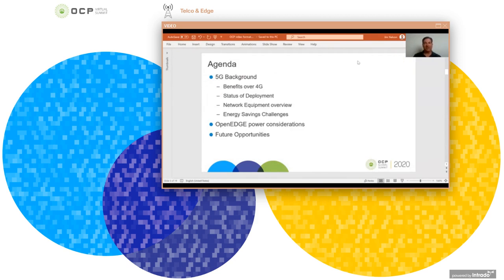The agenda for this presentation is to give a quick background on 5G, take a little bit closer look at the openEdge requirements, and then finish off with just a little bit of an overview for future opportunities.